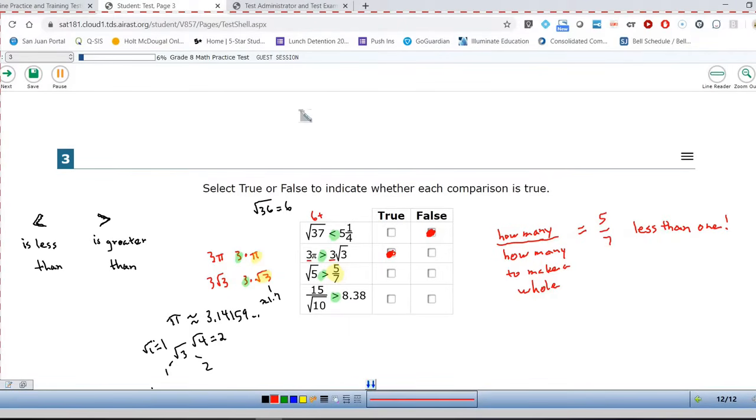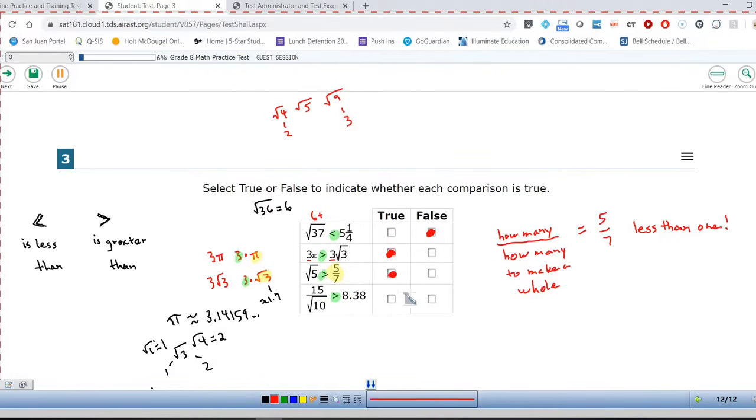Square root of 5, again, the square root of 5 is not a perfect square, but the square root of 4 is. And the square root of 4 is 2. And the next bigger square root is square root of 9, perfect square, that is 3. So the square root of 5 is between 2 and 3. So definitely bigger than a number that is less than 1. So this one is also true.